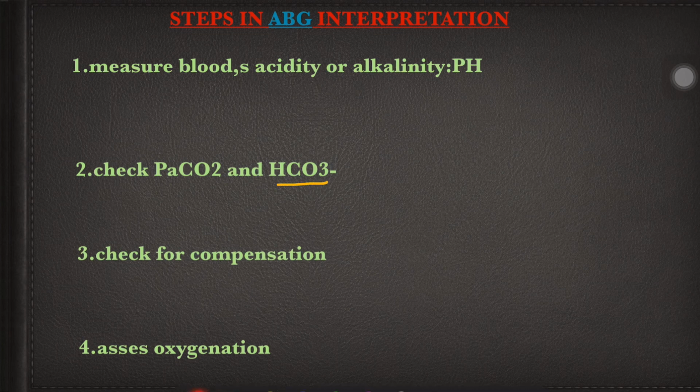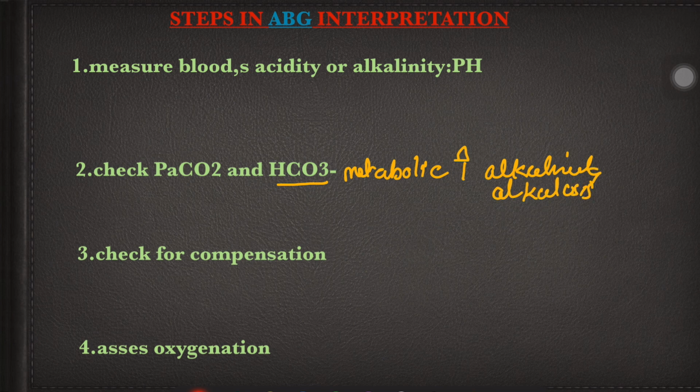Alteration in the bicarbonate level causes metabolic acid-base imbalance. Increased bicarbonate level causes alkalinity of the blood. So it causes alkalosis. What type of alkalosis? Metabolic alkalosis. And if it is decreased, metabolic acidosis.